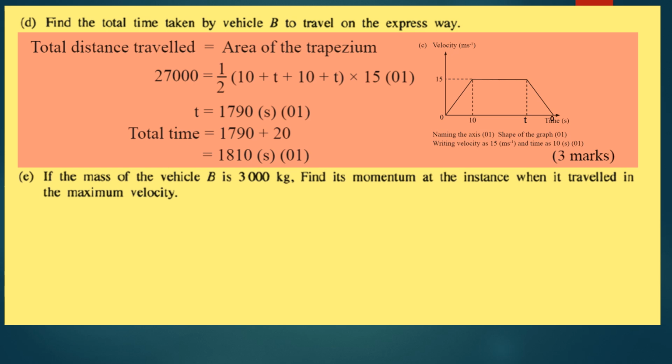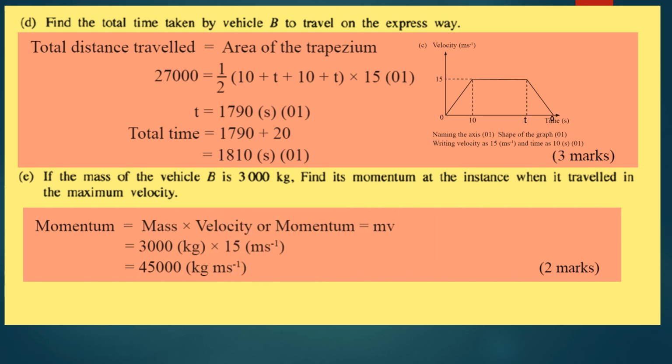Part E. If the mass of the vehicle B is 3000 kg, find its momentum at the instant when it travelled at the maximum velocity. Momentum equals mass into velocity. Mass is 3000 kg, velocity is 15 meters per second. So the answer is 45,000 kilogram meters per second. You can earn 2 marks.